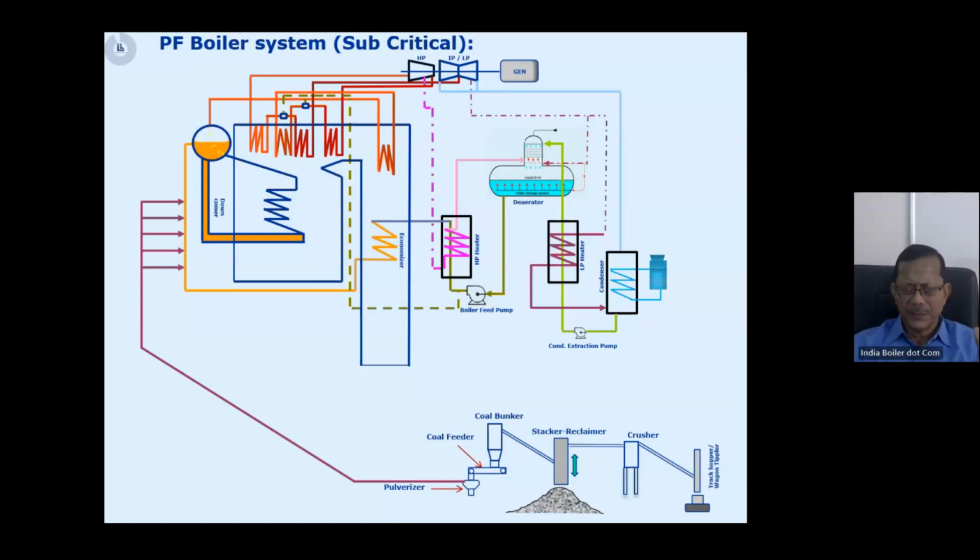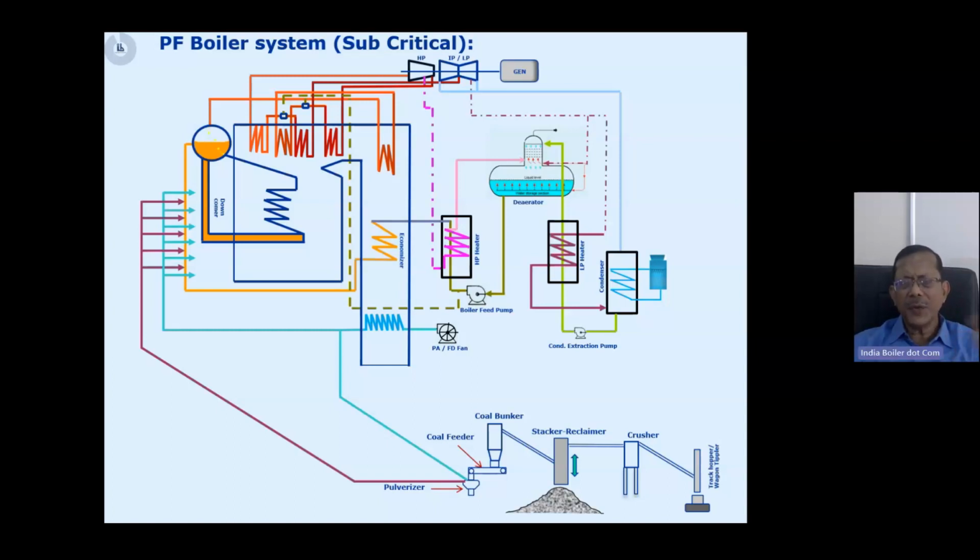Taking a look at the combustion air system, usually there will be an FD and primary air fan. Now, the primary air fan air will come to the pulverizer, whereas the secondary air, usually supplied by the FD, will go to the wind box directly to the furnace.